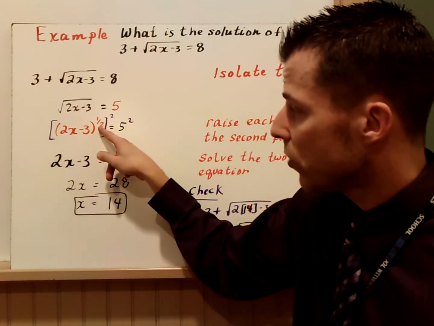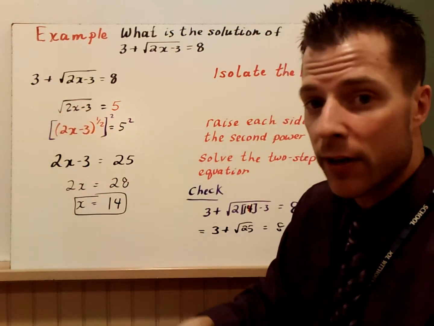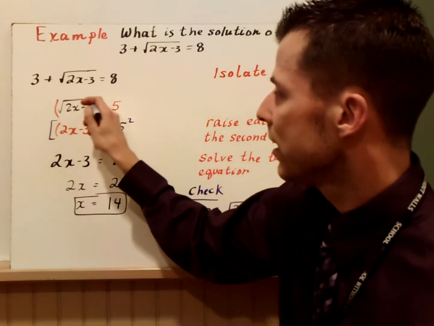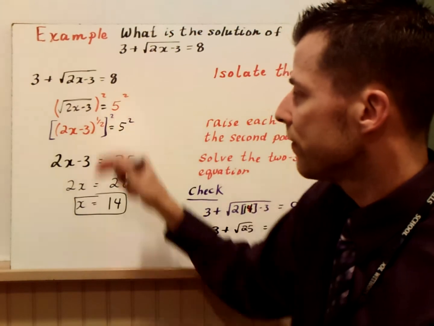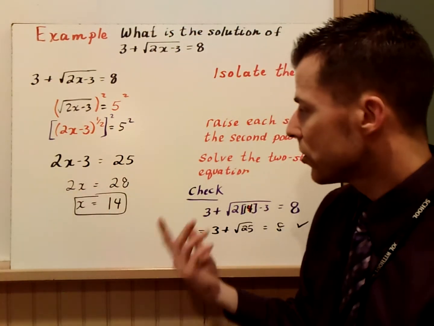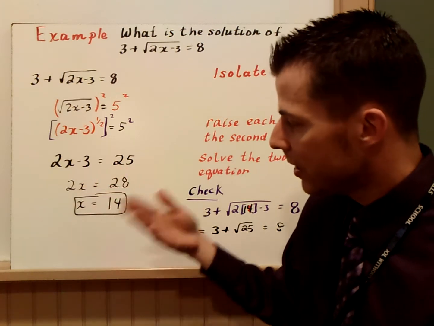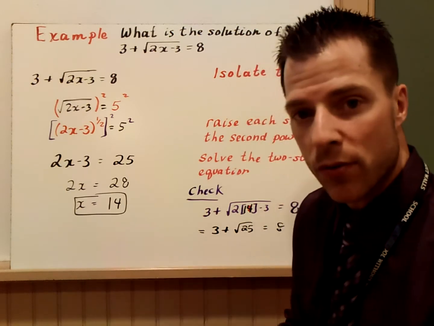I actually rewrote this as the 1/2 power. The reciprocal of 1/2 is 2, but you can just square it if you want to. And you square the 5 too. So you have 2x minus 3 equals 25. Now all you're doing is solving a two-step equation. You add 3 to both sides, divide by 2, and you get x equals 14.